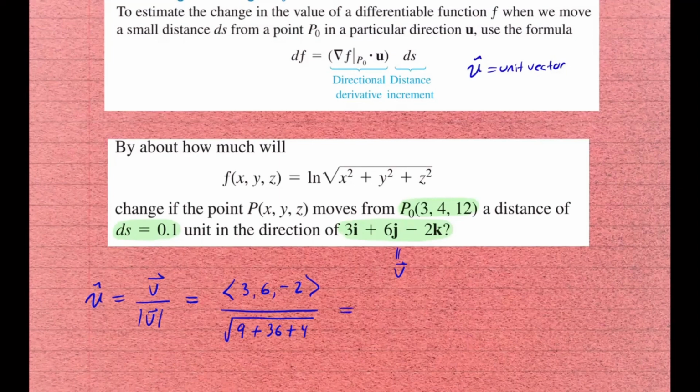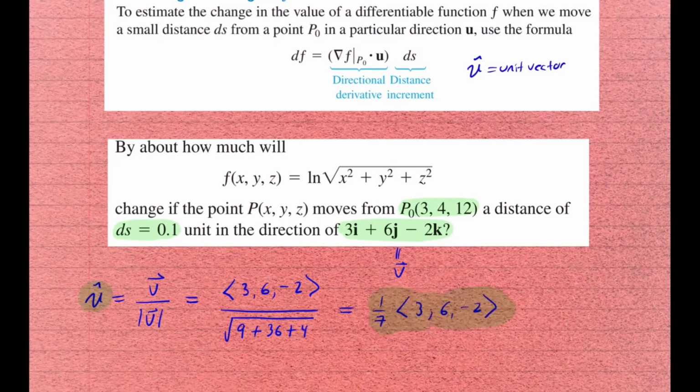So the denominator will simplify to the square root of 49, which is 7. And then we multiply this by the components of vector v, so that's 3, 6, and -2. All right, so we found our unit vector. And now we're going to hold on to this answer.